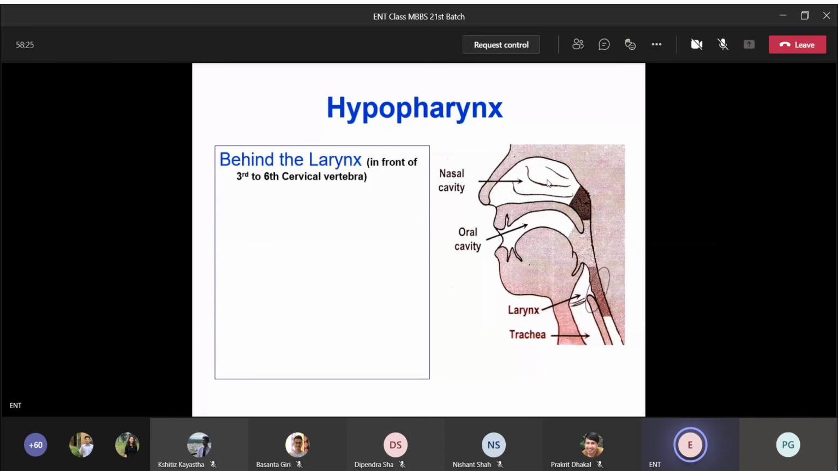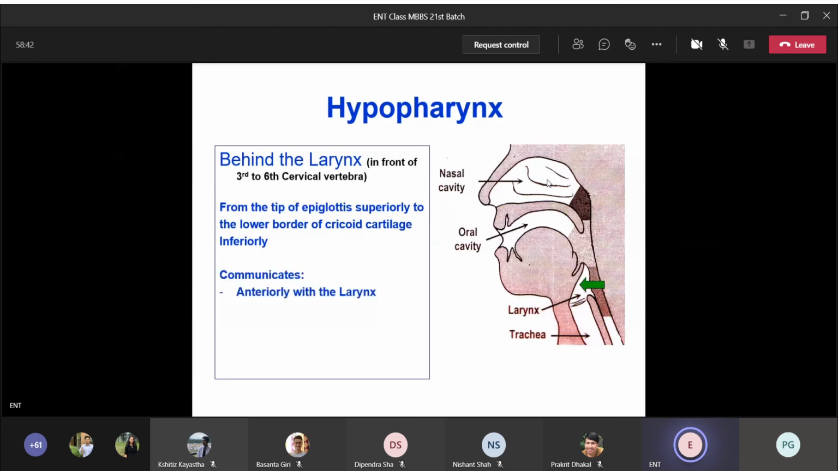And the third one is the hypopharynx. It lies in front of the third to the sixth cervical vertebra. It extends from the tip of the epiglottis superiorly to the lower border of the cricoid cartilage inferiorly. It communicates anteriorly with the larynx, superiorly with the oropharynx, and inferiorly with the esophagus.